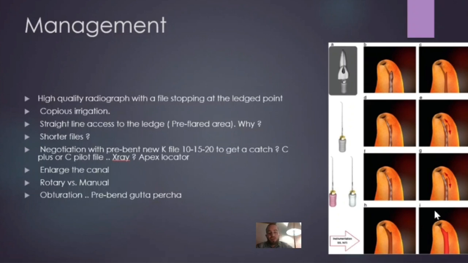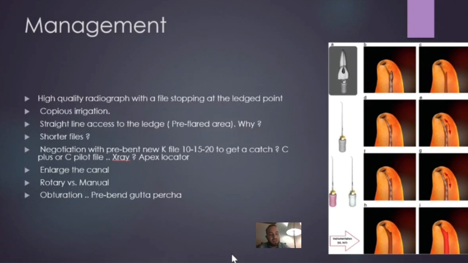Now, the initial negotiation of the ledge should be done using a small manual file with a distinct curvature on its tip. This curvature can be made using an endobender or a tweezer, and the curvature should look somewhat similar to the curvature shown in the X-ray. The mark on the rubber stopper should coincide with the direction of the curvature on the file. All you have to do now is to place the pre-curved file inside the canal.